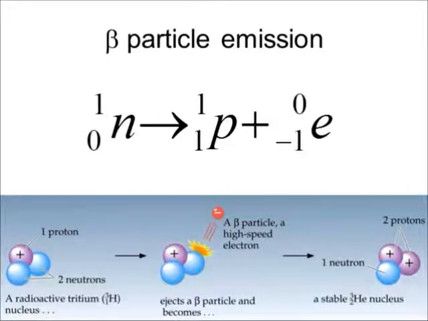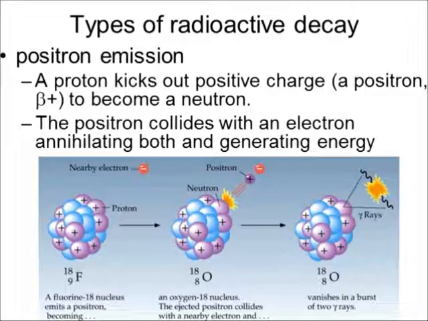The other types of emission we get, we've also got positron emission. This is where a proton kicks out a positive charge, which they call a positron, and there's a symbol that will be plus, to become a neutron. And so the positron collides with an electron, annihilating both and generating energy.